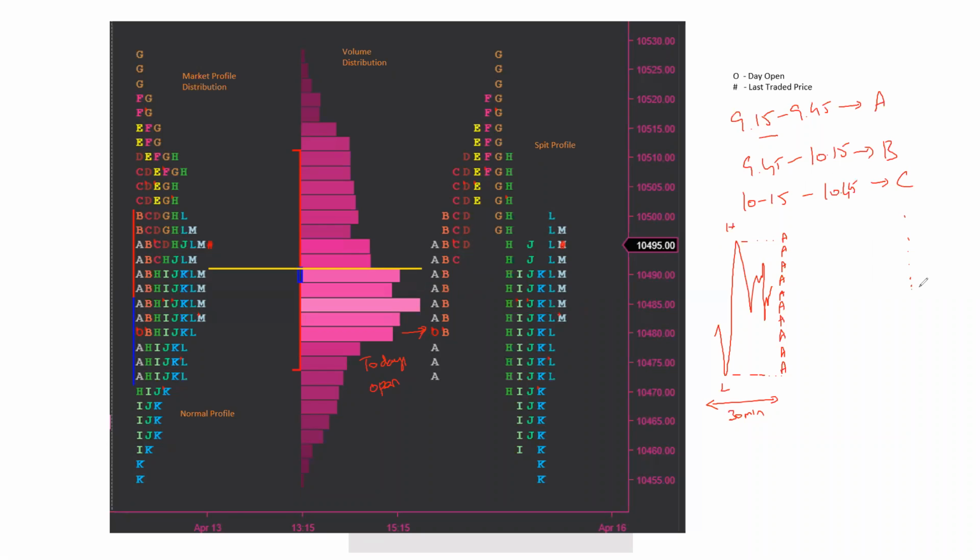And it keeps on going till letter M. So in a day, in case of NSE and BSE, letter A to letter M, that is a total of 13 letters, will be generated. 13 letters.